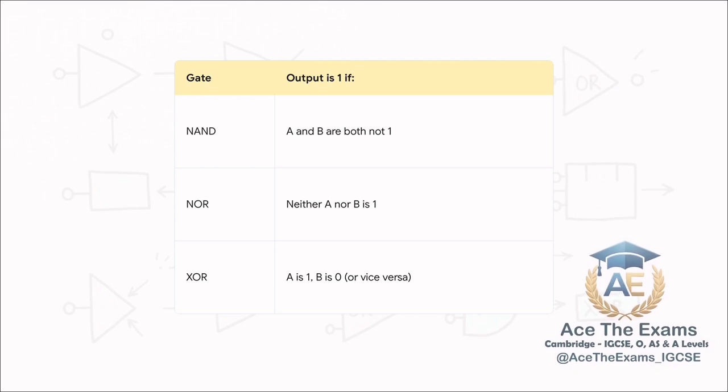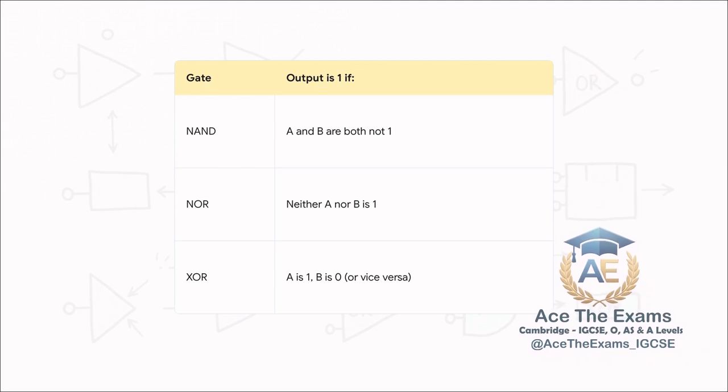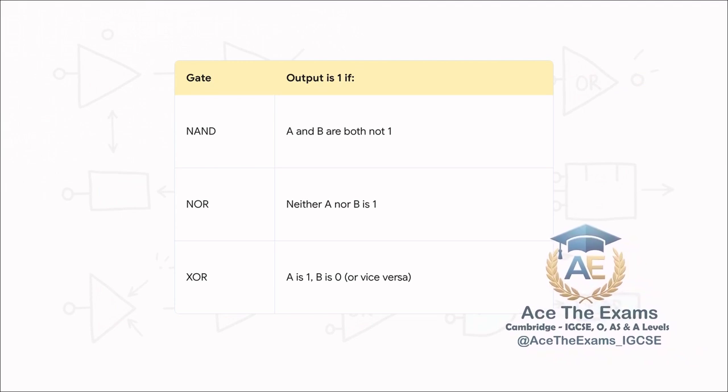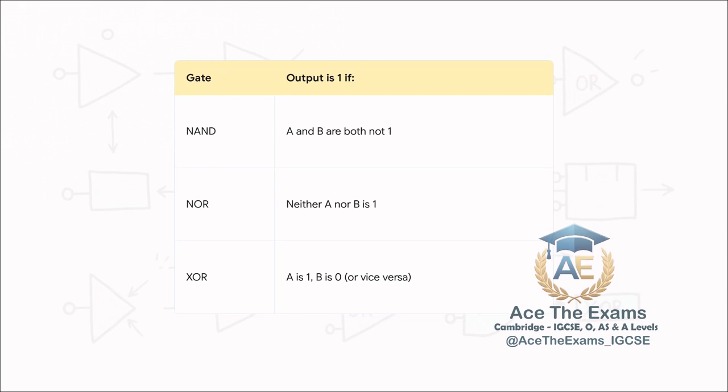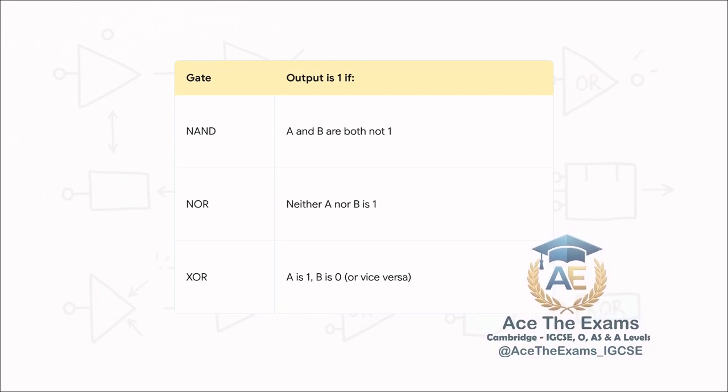And finally, we have the XOR gate, which is short for exclusive OR. This one's very particular. The output is 1 if input A is 1 and B is 0, or if B is 1 and A is 0. It strictly requires one or the other to be on, but never, ever both.